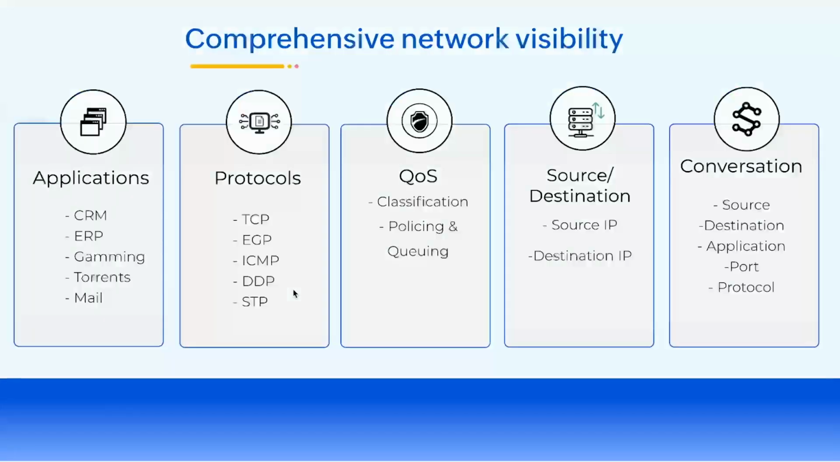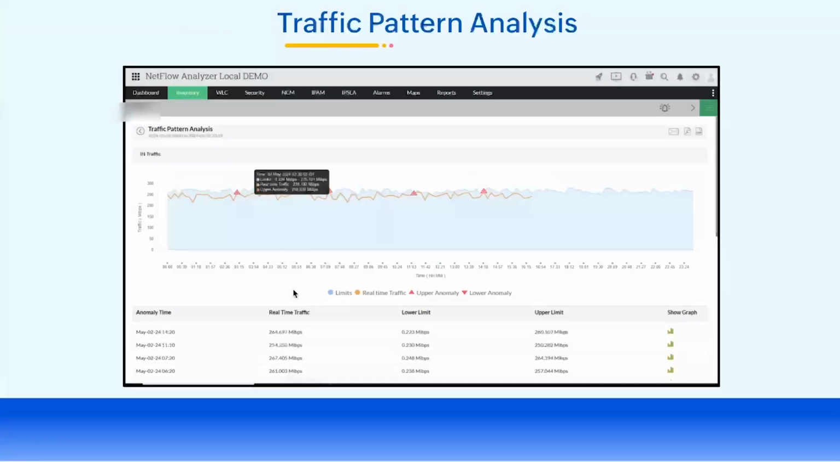With NetFlow Analyzer, you can gain comprehensive visibility into applications, protocols, QoS, source, destination, conversation, and more. Our next topic is traffic pattern analysis. NetFlow Analyzer's traffic pattern analysis feature analyzes the changes of the network interfaces to detect any abnormal traffic activities and present them as anomalies. It analyzes network traffic patterns, and if it detects any anomalies, it generates alerts.